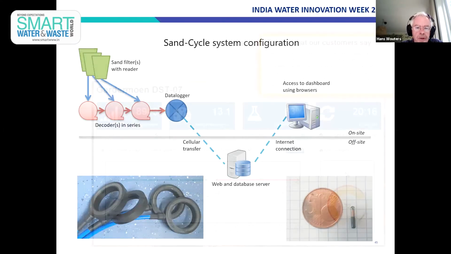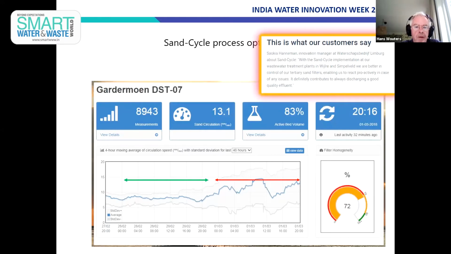This is a dashboard showing a green area where the system is running properly, and the red area where the system is starting to deviate, and then automatically the operator is given feedback in order to take proper actions. I'll not go into the details of the other pictograms in the dashboard, but if you like, I can explain to you in a separate dialogue. Next sheet, please.